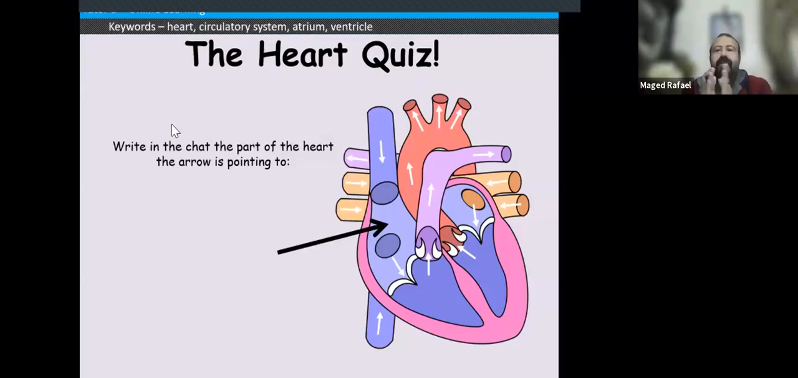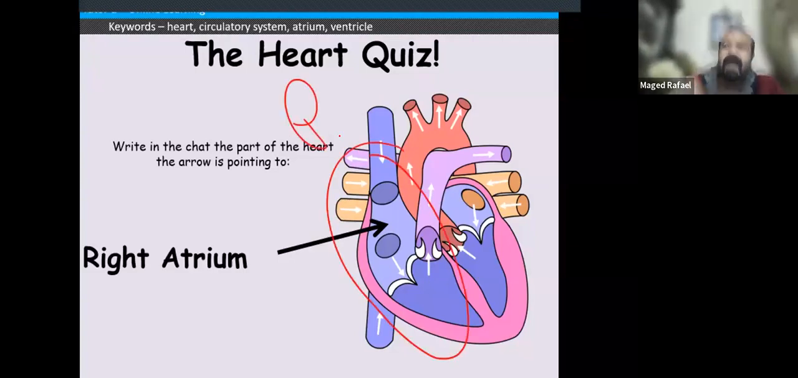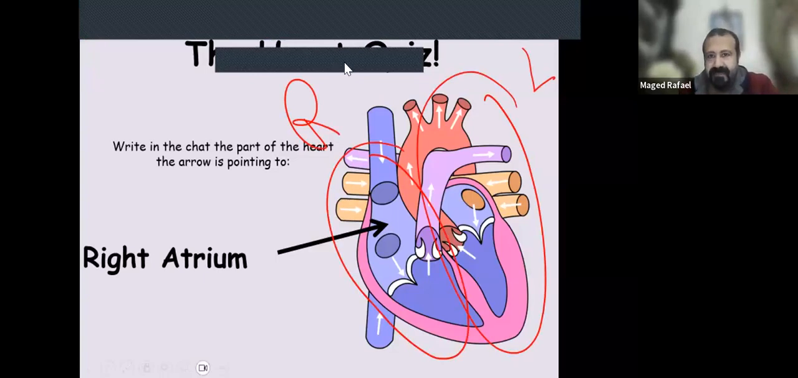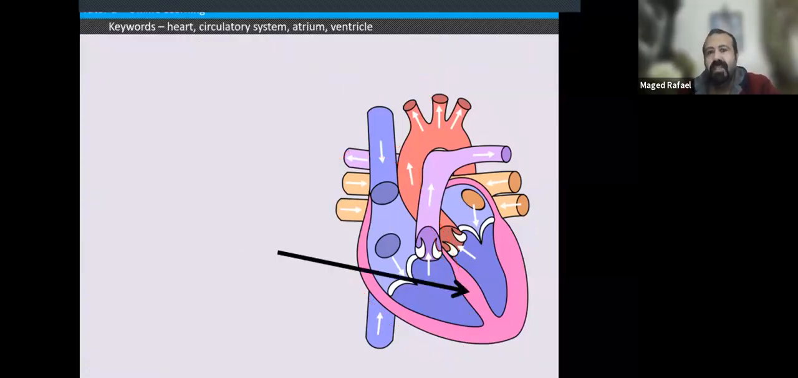Guys, in the heart, we are talking about the direction in an opposite way, like you are in front of the mirror. Okay, so this side is the right side, and this side is the left side. Okay, so this is the right atrium. What about this structure?